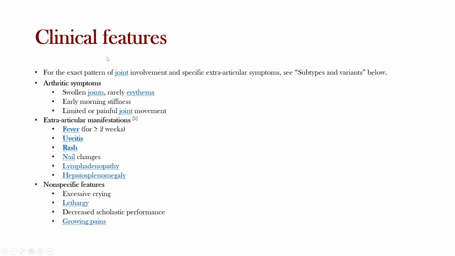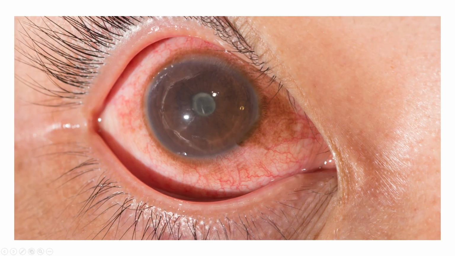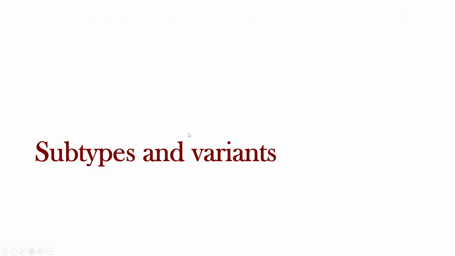This is the pathophysiology. The clinical features: first of all, we will have arthritic symptoms like swollen joints, sometimes erythema, early morning stiffness, and limited or painful joint movement. Then we have extra-articular manifestations, which are symptoms outside the joints. We'll have fever for more than 2 weeks, uveitis, which is inflammation of the middle eye, rash, nail changes, lymphadenopathy, and hepatosplenomegaly. In this picture, we see the uveitis, the inflammation of the middle eye.